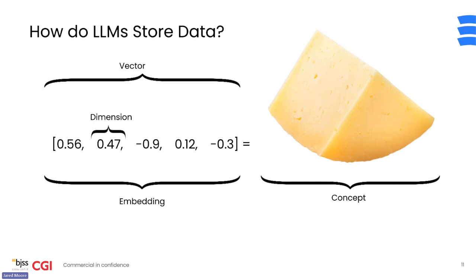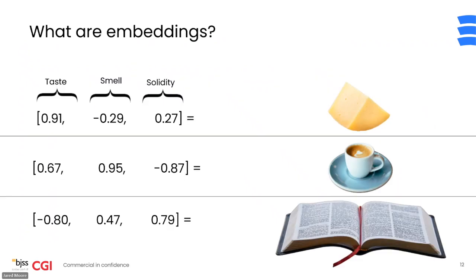So it could be a concept, it could be a word, it could be a whole document, an image, it really could be anything. But any data you can represent as a set of numbers. So what I was saying about the same position, we've got 3 different simple embeddings here, 3 different concepts. And everything that's in position 0, we've got taste. So we've got 0.91 is the taste for cheese. It's pretty good. 0.67 is the taste of coffee. Also pretty good. Minus 0.8 is the taste of book. Probably not going to want to eat that.